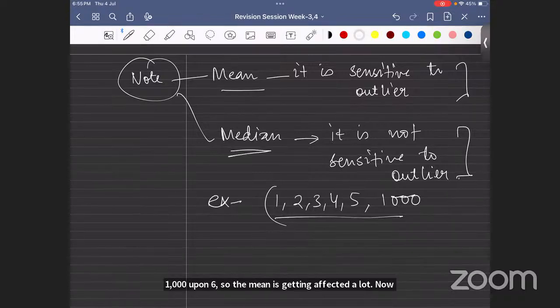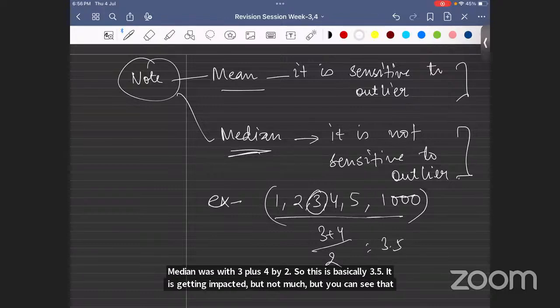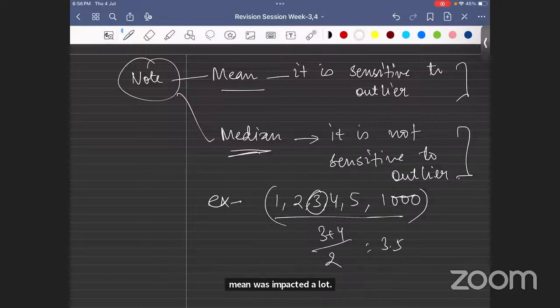Now if you calculate the median, earlier the median was the center point. Now the median would be (3 plus 4) by 2, which is 3.5. It is getting impacted but not much, whereas you can see that the mean was impacted a lot. That's why it is said that the mean is very sensitive to outliers.